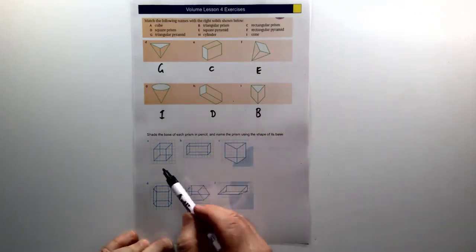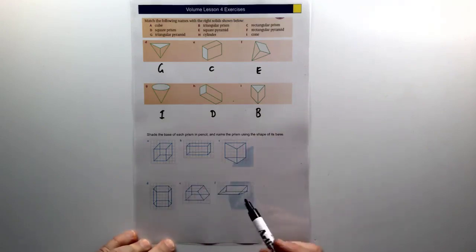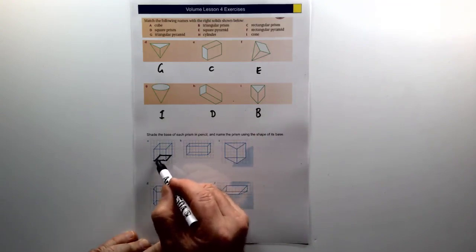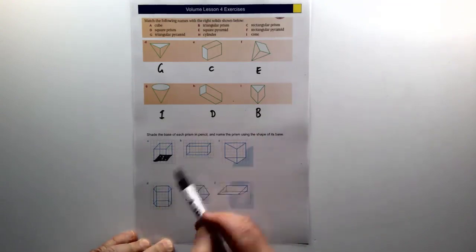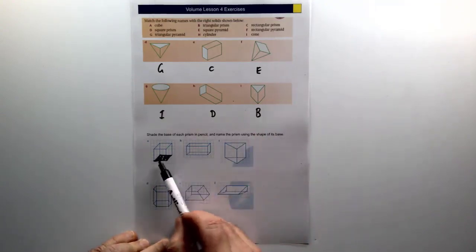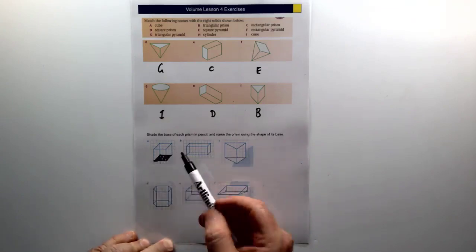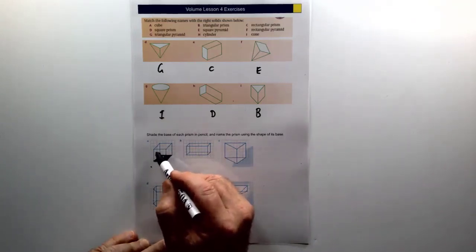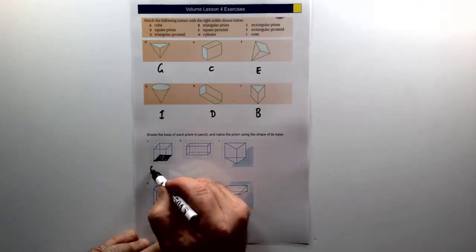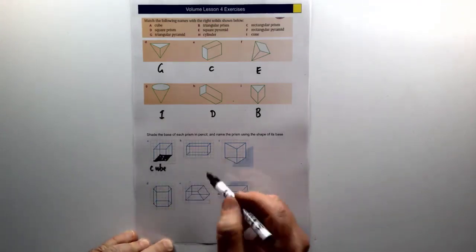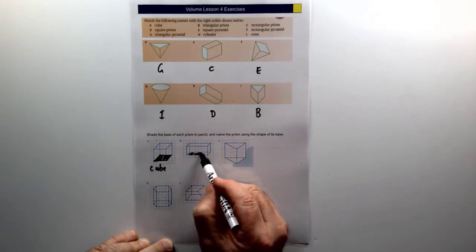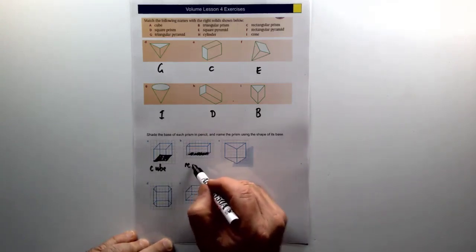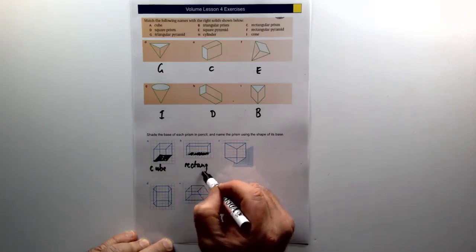Okay, so what we're going to be doing with these shapes is we're going to be shading the base. So here you just shade that in. And we now need to name the prism. Well, that looks like it's meant to be a square. So we could write square prism, but each edge looks like it's the same, so I'm going to write cube there. Here the base, we've tried to draw rectangles, and it is a prism. So I'm going to go rectangular prism.